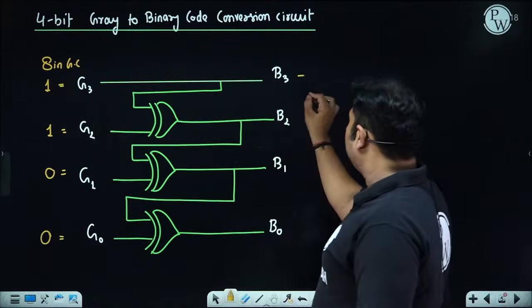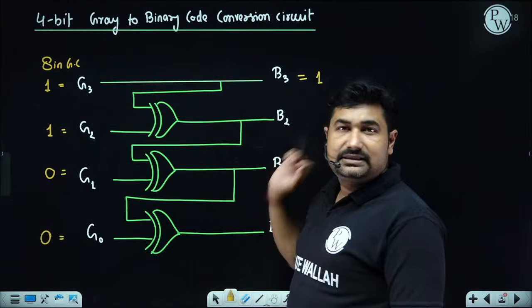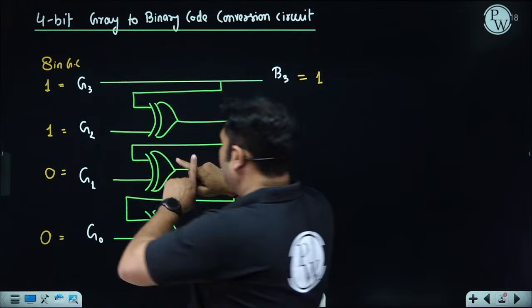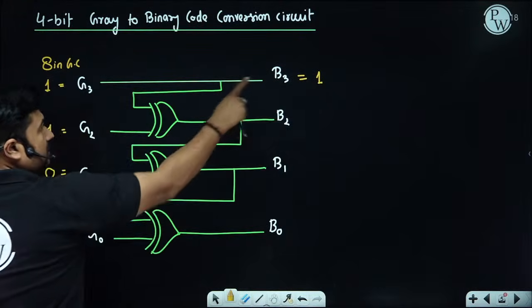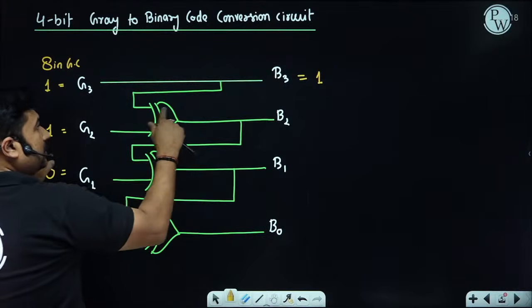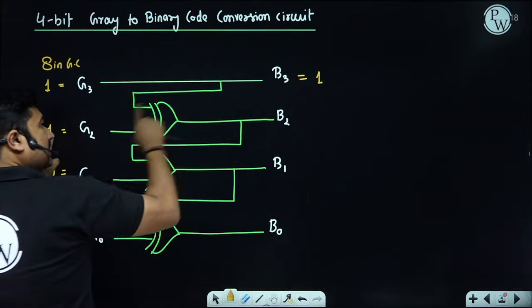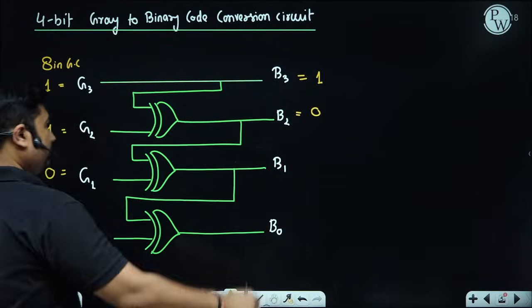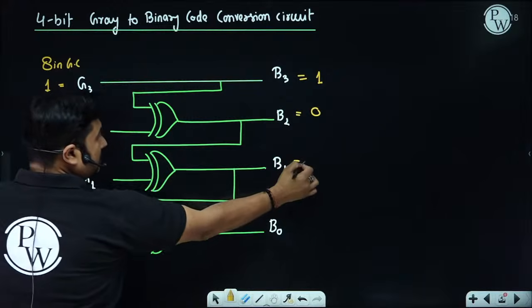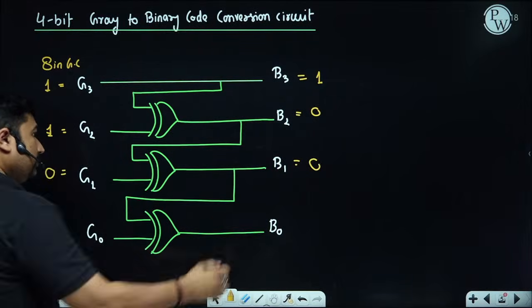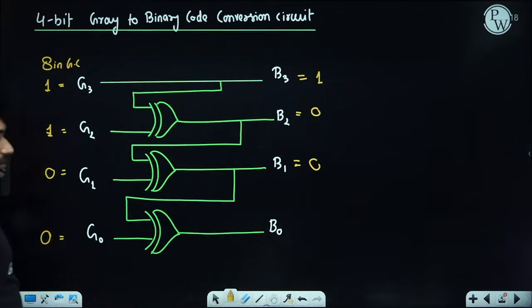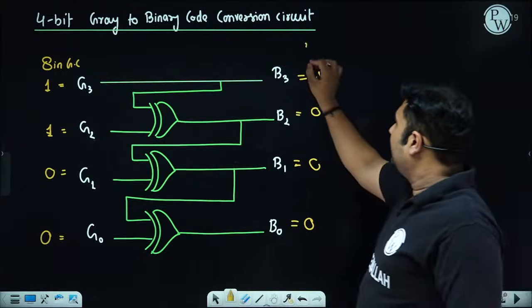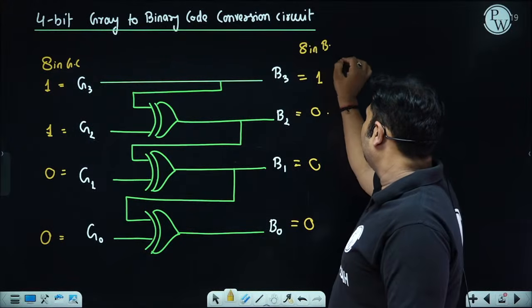So 1, B3 will remain the same as it is G3. MSBs are the same. However, whenever these two are the inputs, B3 and G2, whenever they are the same, the output is 0. Whenever they are different, the output is 1. So B2 and G1, 0, 0, same, so the output is 0. B1 and G0, 0, 0, so B0 will remain 0 only. So now we have 8 in binary code.